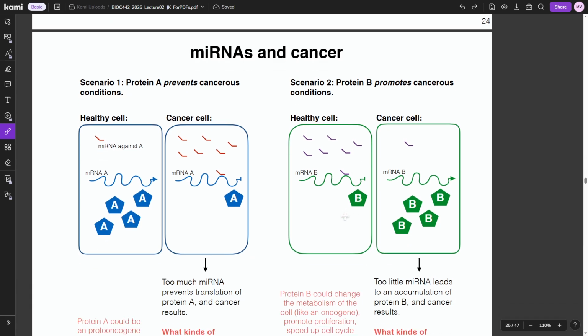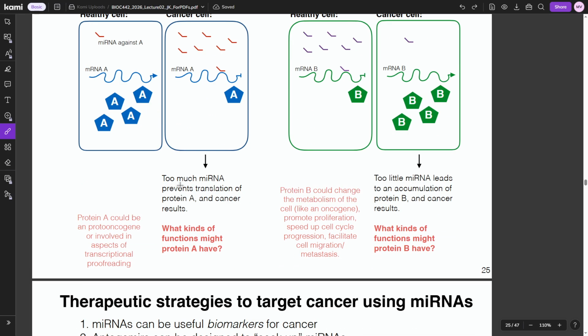So here we're going to talk about cancer a little bit. You can see here scenario 1, protein prevents cancer. So protein A prevents cancer conditions. A healthy cell should have a lot of protein A. Makes sense. It has very little microRNA, a lot of protein A. In a cancerous cell, though, maybe the cancerous cell has developed an excess way of producing these microRNAs that inhibit production of protein A. So too much microRNA, too little protein A. Because there's too little A, A is probably a tumor suppressor. So too little A leads to cancer.